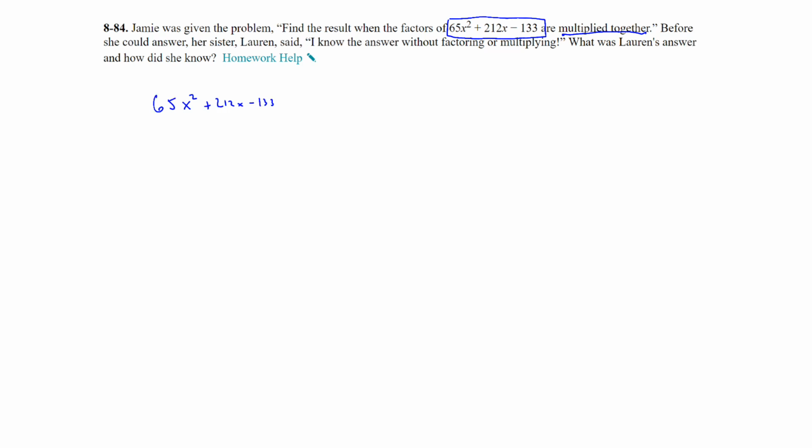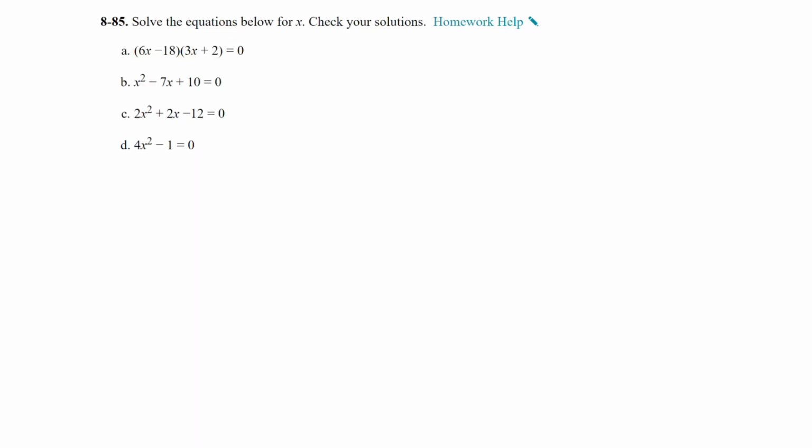Now, I don't know what the factors are for that, but that's not what the question was asking. It says find the result when the factors are multiplied together. So once we factor it and multiply them back out, we're going to get the original expression.